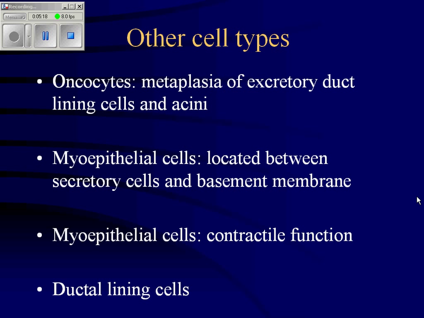There are myoepithelial cells. Those are the cells that are lining the acini and the ducts. Just like in the breast, they have myoepithelial cells. Well, you have them here too. So you've got those between your secretory cells and the basement membrane. They have a contractile function to contract the acini to get that material, the saliva, moving into the ductal system and out into the oral cavity.